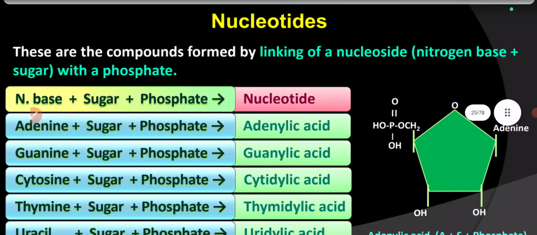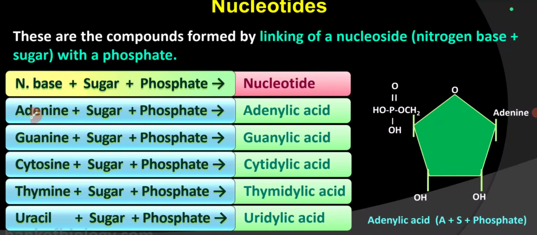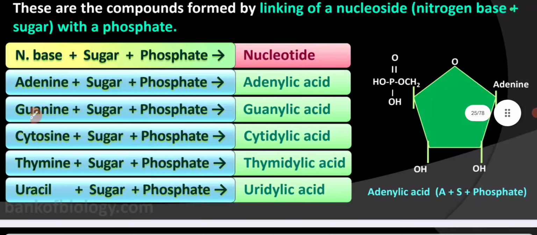And what are nucleotides? These are the compounds formed by linking of a nucleoside, which is also made by a nitrogenous base and a sugar, with a phosphate. So nitrogen base plus sugar plus phosphate gives rise to a nucleotide. Adenine plus sugar plus phosphate gives rise to adenylic acid. Guanine plus sugar plus phosphate gives guanylic acid. Cytosine plus sugar plus phosphate equals cytidylic acid. Thymine plus sugar plus phosphate equals thymidylic acid. Uracil plus sugar plus phosphate equals uridylic acid.